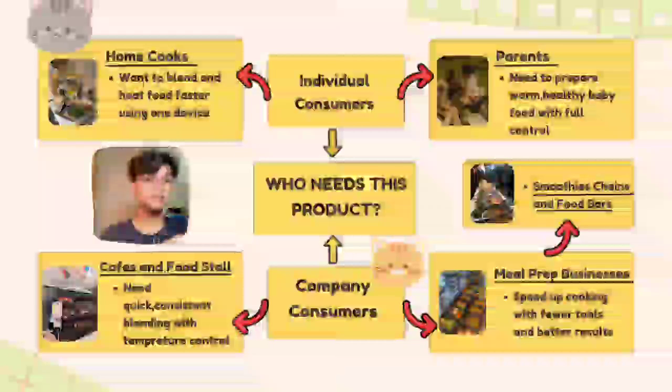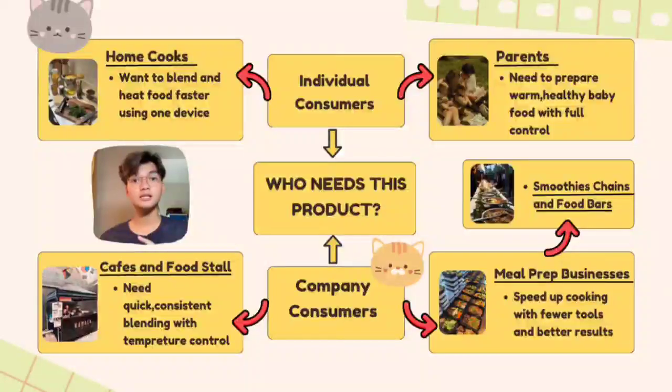Let's get to the second question of the component of need: whose key need is it, or who needs this product? Our product is designed for everyone, but we strongly suggest it for individual consumers and business consumers. For individual users such as home cooks who want to blend and heat food faster, we strongly suggest this product. Parents are another group, as they sometimes need to prepare warm and healthy food for their babies with full control of the blender.